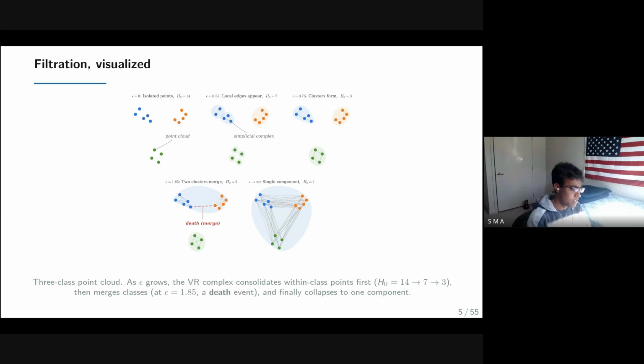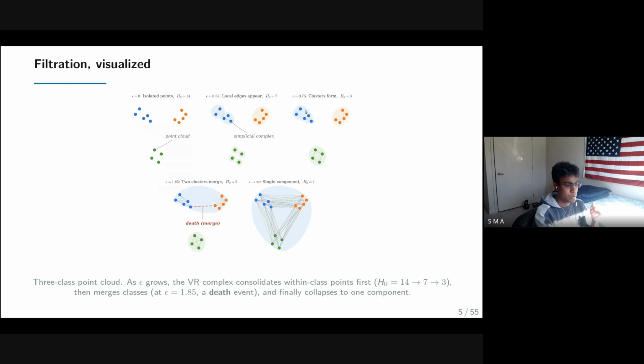And here's a nice way to visualize what we just spoke about. Let's say you have isolated points, and this whole thing is your point cloud or your activation from the neural network. At the first step, you have 14 different points. And as you grow the radius, you have clusters that are being formed here. And you can see that there are 1, 2, 3, and 4 clusters that are formed here, and have these local edges that are appearing as you increase the radius of the balls.